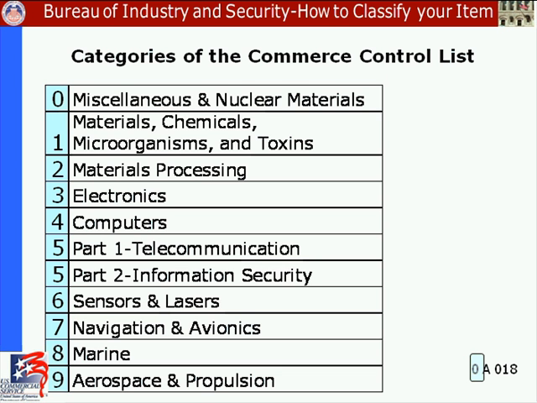In category 1, materials such as aluminum or titanium are general purpose materials. They have applications for all other categories, such as aerospace or computer or whatever.